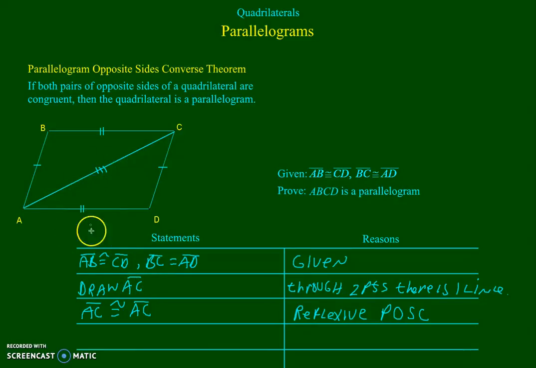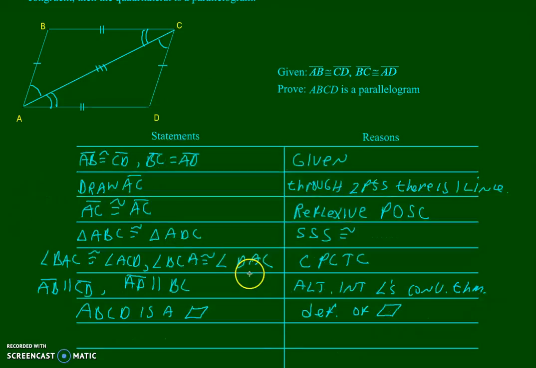Now we know these two triangles are congruent. So triangle ABC is congruent to triangle ADC, and that's by side, side, side congruence. Now that we know that these two triangles are congruent by side, side, side, we know that BAC is congruent to DCA, and this angle, DAC, is congruent to BCA by CPCTC. So this congruent to this, this to this.